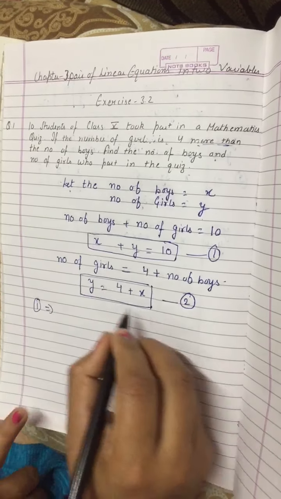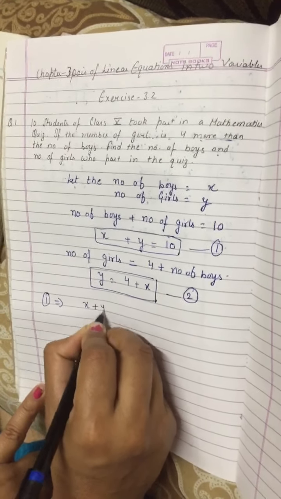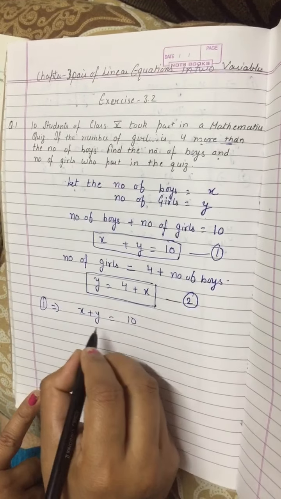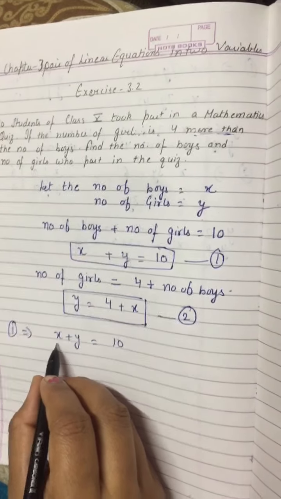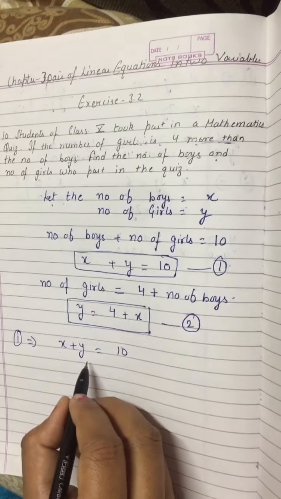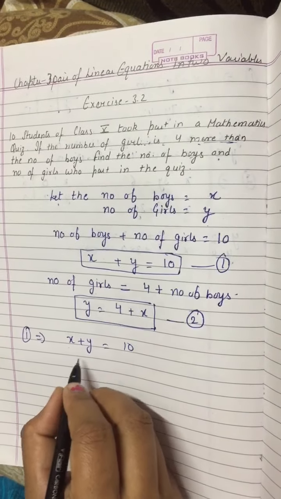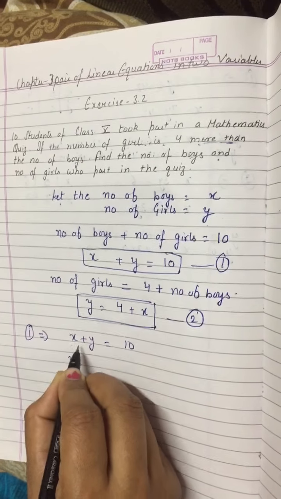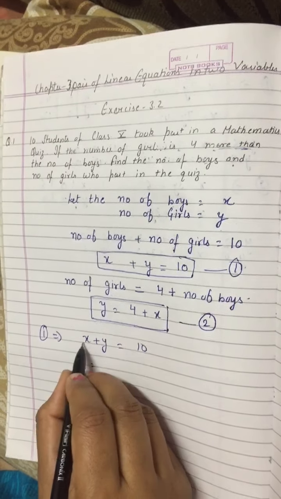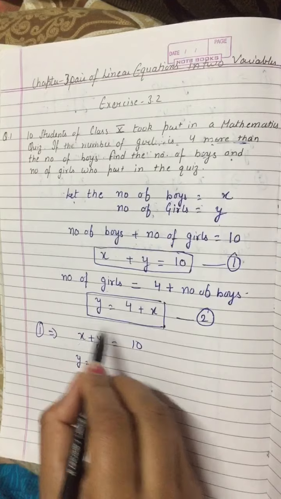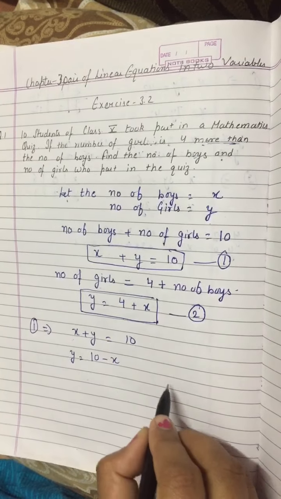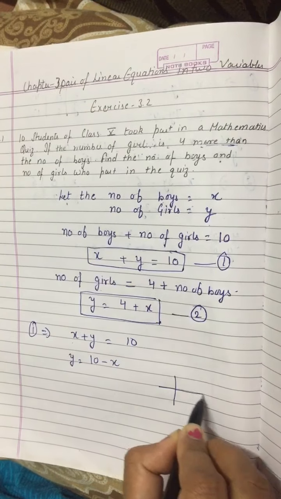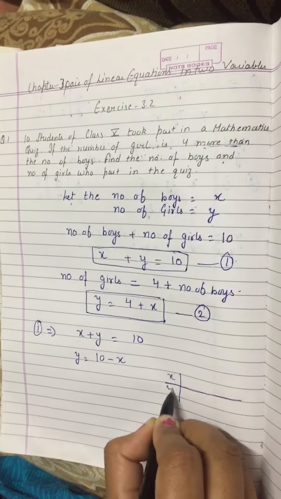Equation number 1 implies x plus y is equal to 10. So again I will take the values. I will take one variable on the left and the other on the right side. So I will keep y here, and x, which has a positive sign, when it goes to the right hand side becomes negative. So y equals 10 minus x. I will make a table as we have done in the last question.